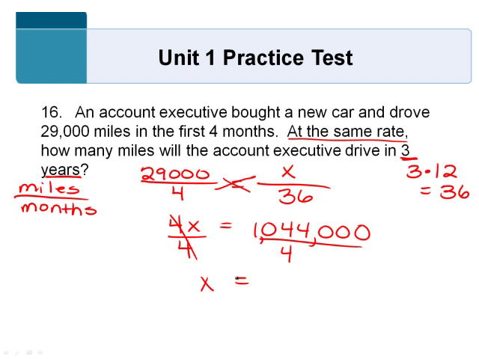1,044,000 divided by 4 equals 261,000. And if you want to be really fancy, you would write out miles. So I hope that's a good car, because that's a lot of miles in 3 years.